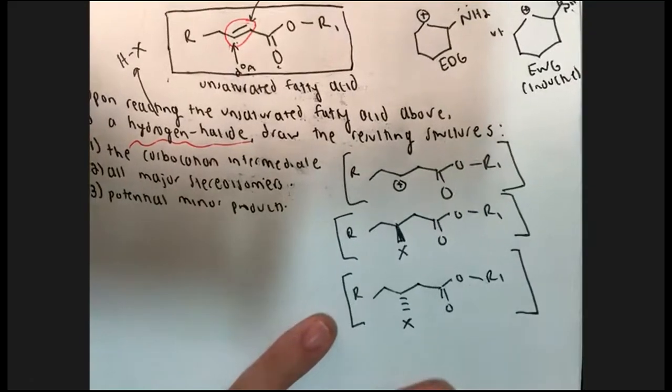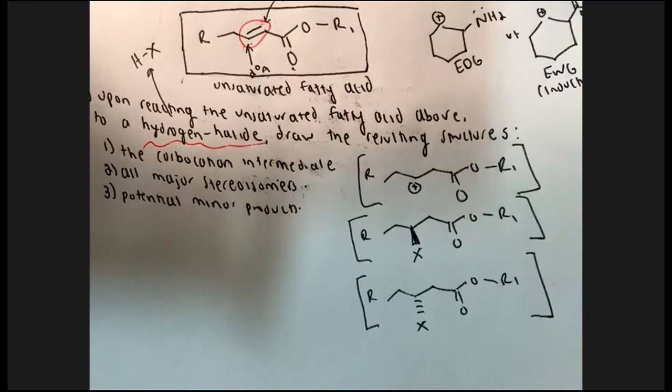And potential minor products. So actually, let's stop there. Does anybody have any questions on the major stereoisomers? It's just that where the carbocation was is now going to be where the halide comes in, doing a nucleophilic addition. All right, so we're there. And then 3, potential minor products.